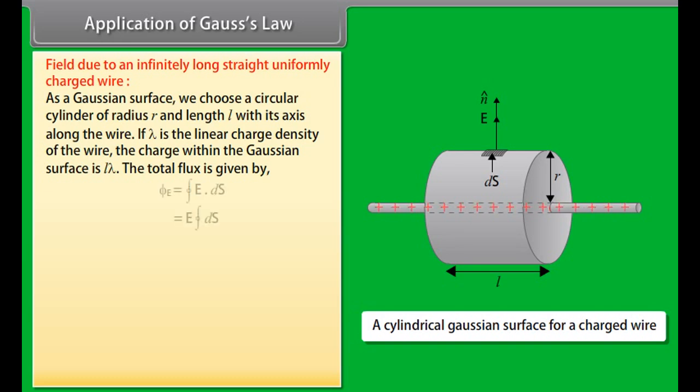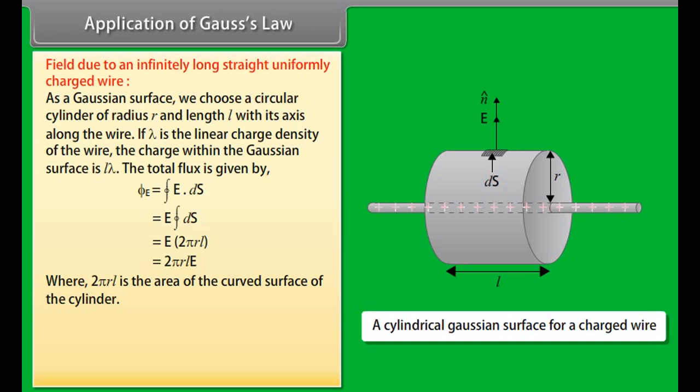We know that phi E is equal to the integration over a closed surface of E dot ds, which equals the product of E and 2 pi r L, where 2 pi r L is the area of the curved surface of the cylinder. According to Gauss's theorem, we get the electric field at any point at a radial distance r from the wire is equal to lambda divided by 2 pi r epsilon naught.